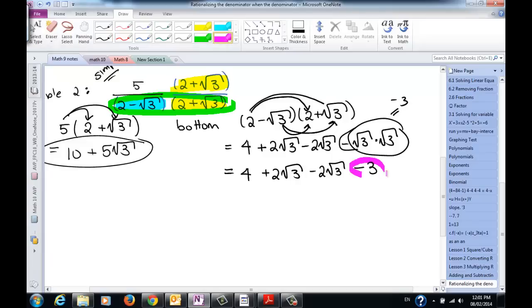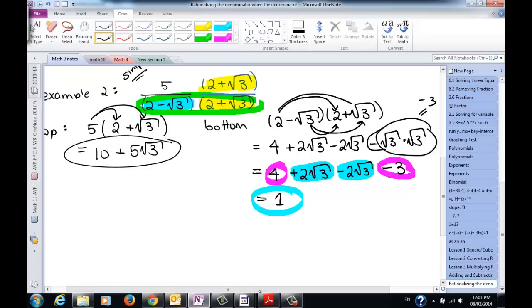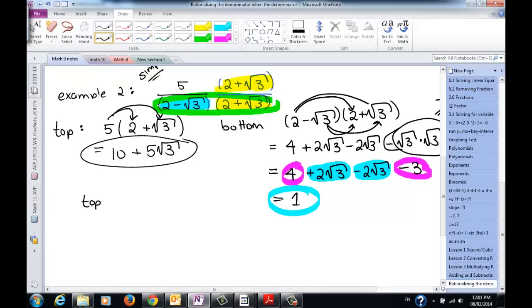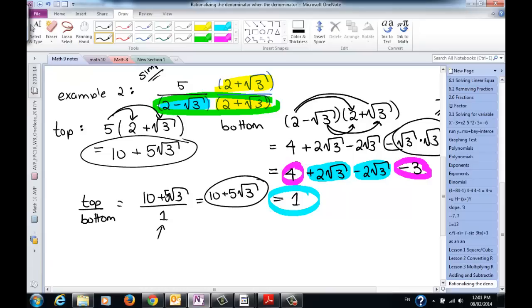Okay, so I'm going to simplify further now. Right away, I can see I've got constants. 4 minus 3 is 1. And then I also have root 3's here. I have a positive 2, and then I have negative 2 root 3's, which is 0. So my bottom becomes 1. Now, of course, I've got to piece this all together, because a fraction is top divided by the bottom. The top is just 10 plus 5 root 3 over 1. We don't need to write this, so it just becomes 10 plus 5 root 3. And that is my answer. One more example.